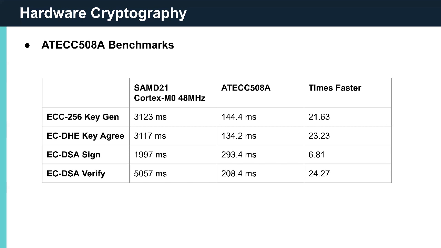So the first column there is just running with software crypto right on the SAMD21, which runs at 48 megahertz. It's a Cortex M0. The second column there is using the hardware crypto of the AT ECC device, and then that third column there shows you how many times faster it is to use hardware crypto. So it ranges from 6 to 24 times faster.